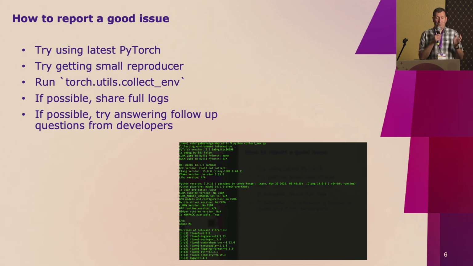Also, run collect environment. Collect environment is a tool we built into every PyTorch distribution that allows you to collect basic information about your system, namely what your Python runtime version is, what your PyTorch version is, what hardware accelerators you have, and what other ecosystem libraries you have. Because sometimes other libraries can interfere with PyTorch, or PyTorch can interfere with other libraries.